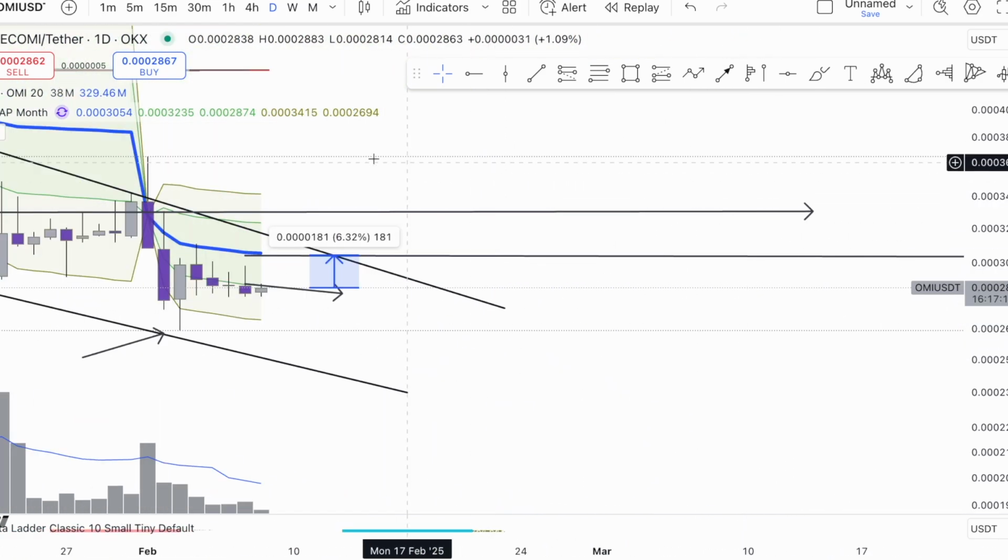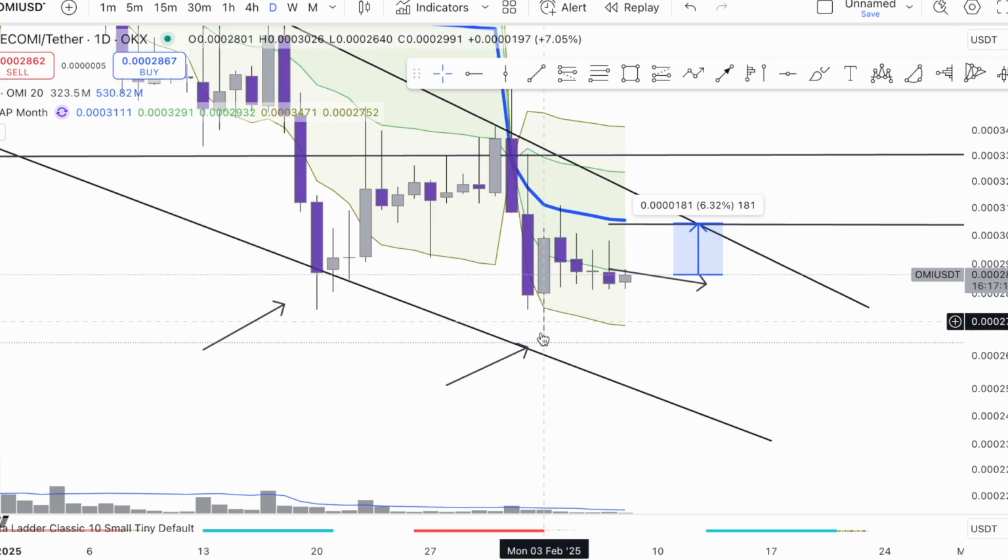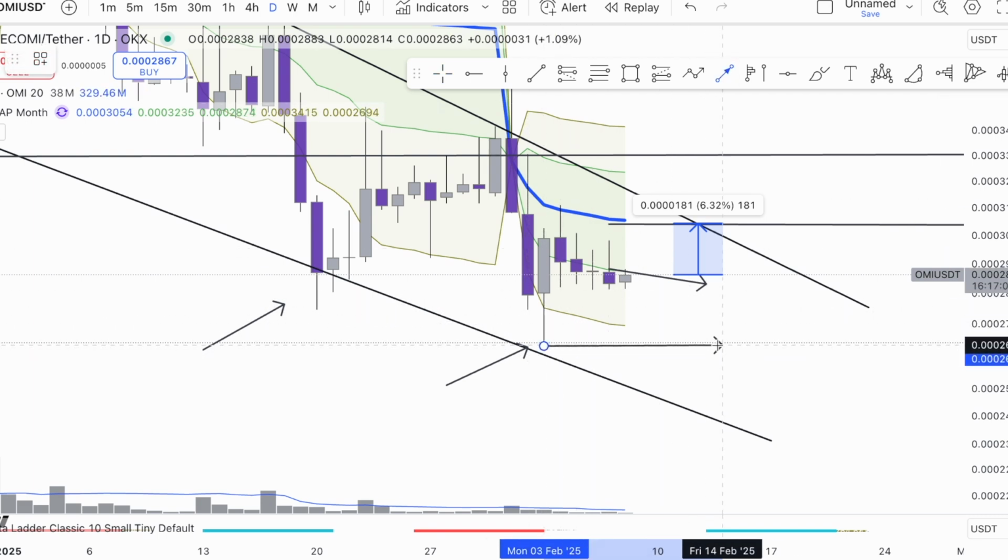Once again, we had absorption on the top, price failed. Right here, we have absorption on the bottom. We are slowly seeing that price is starting to push up. So we're safe to say that these are being protected at the very moment.